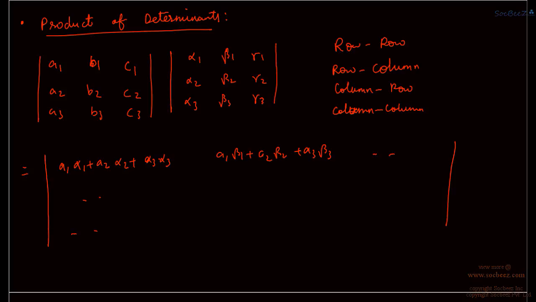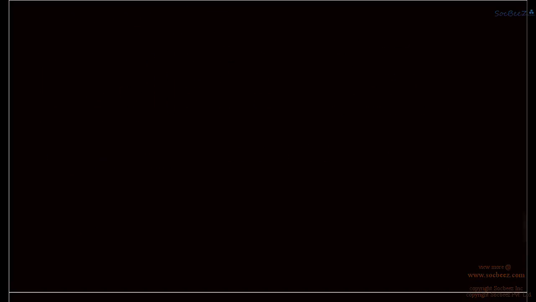This is actually a pretty huge one. Nine terms here, and you have to do this multiplication and addition every single time, and then you can write the whole thing. So this is how you can obtain the product of two determinants. If there are more than two determinants and you are supposed to multiply them, take any two and multiply them first, and then take a third one, then the fourth one. So multiply two at a time and then proceed further.